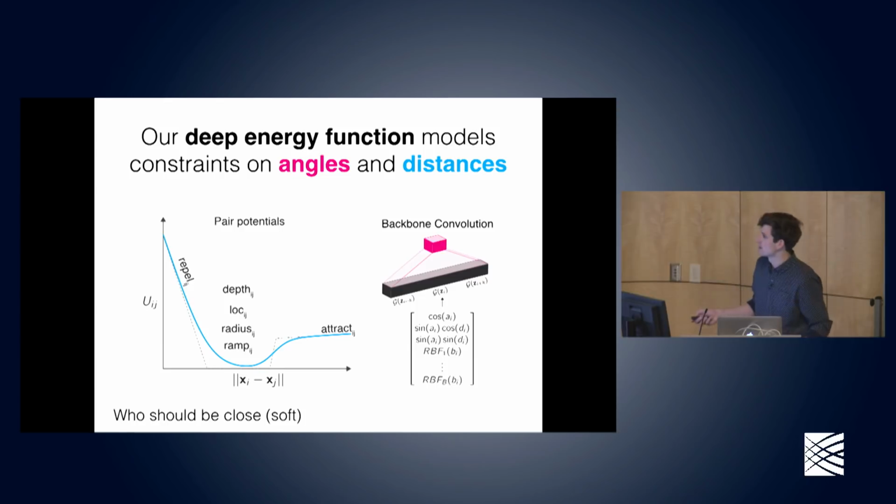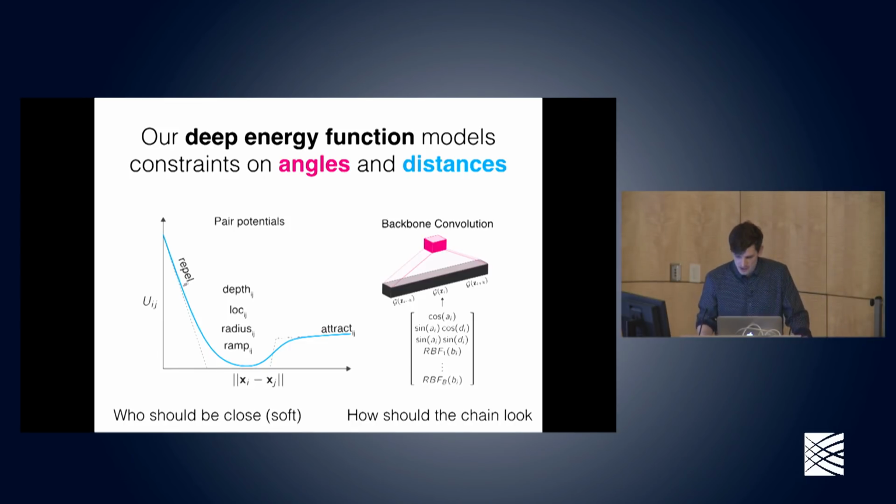But you can think of these as knowing nothing about how proteins work when it starts, but then we give it these parameters to say which positions in the protein should be close, and what the chain should look like. And we really think that these two different ways of thinking about protein structure are very important and different from one another.